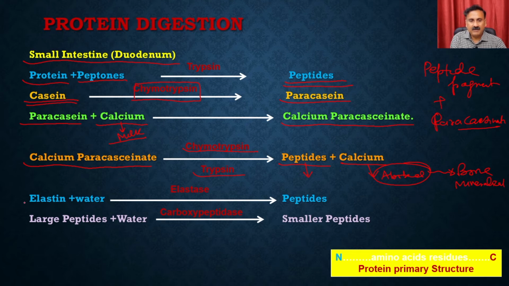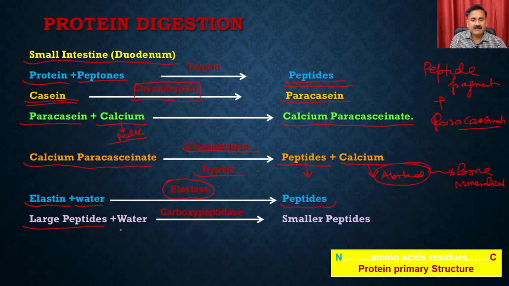Now we also have another kind of protein which is called elastin, right. So if you are non-vegetarian and you are taking animal food, the elastin is a protein which is going to be present in the meat, and elastin is going to be digested by an enzyme which is called elastase, with the help of water, right. So elastase is going to digest the elastin to form small peptides.